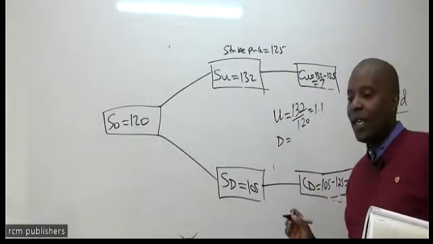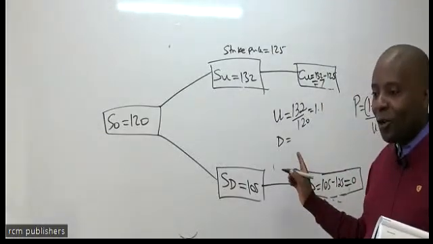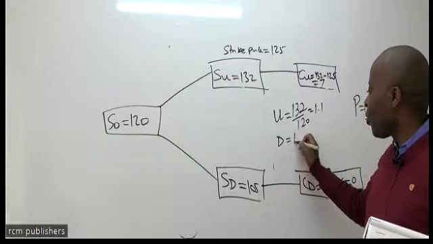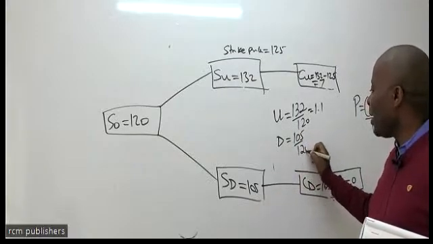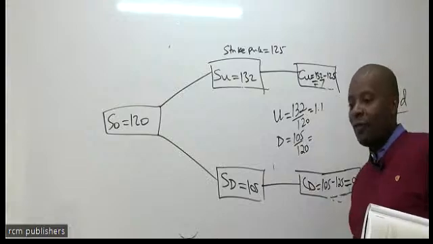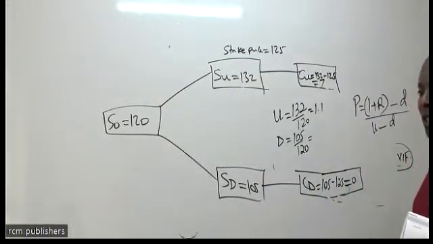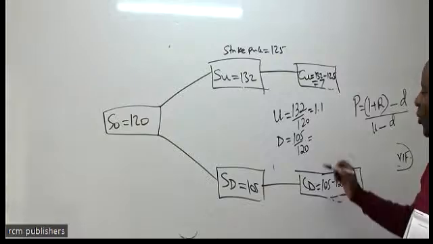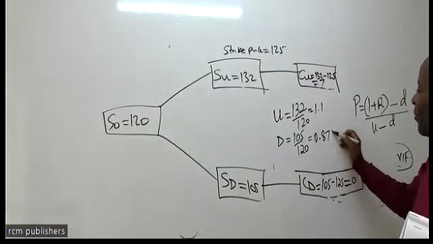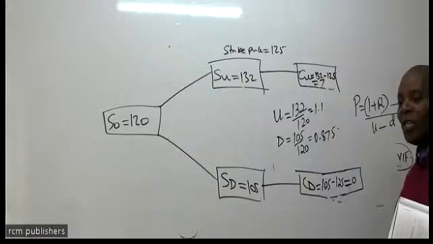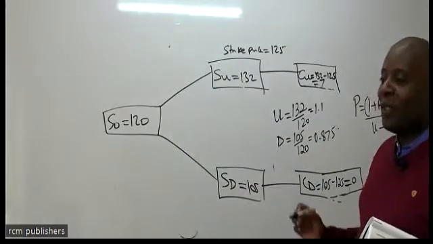How about the downward? Downward, I'm taking 105 over 120. So 105 over 120, this is general. Which comes to 0 point, what did you call it? 0.875 like that. Yes. So then could you kindly give me the PU?